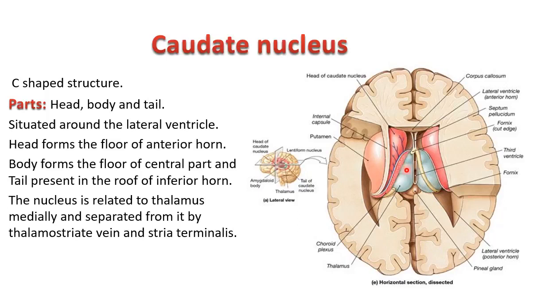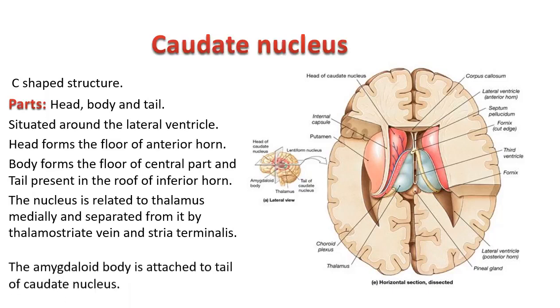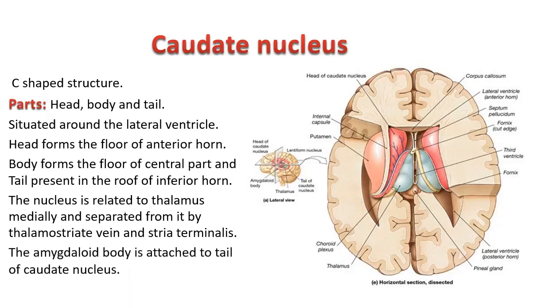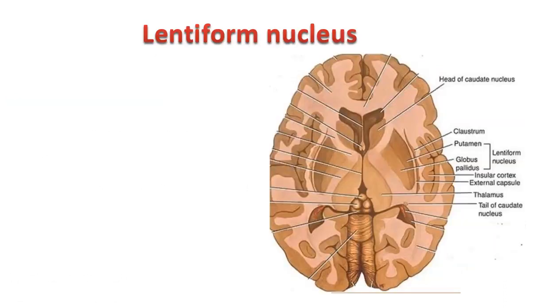So here, the caudate nucleus is separated from the thalamus by the thalamostriate vein and the stria terminalis. As I told you in the last picture, the amygdaloid body is attached to the tail of the caudate nucleus. Now coming to the lentiform nucleus, it is like a biconvex lens when you look at it as a whole structure, but in sections it appears triangular in shape.